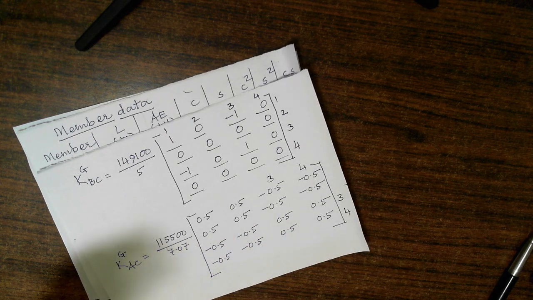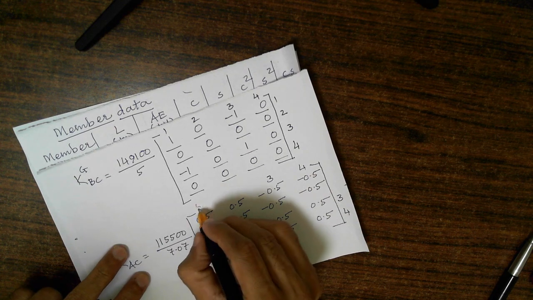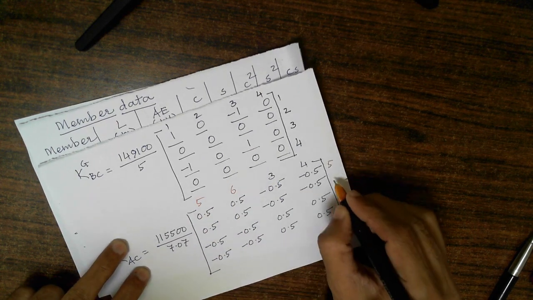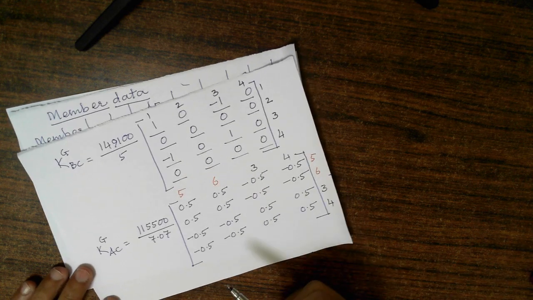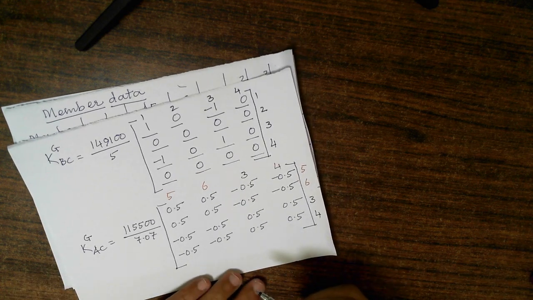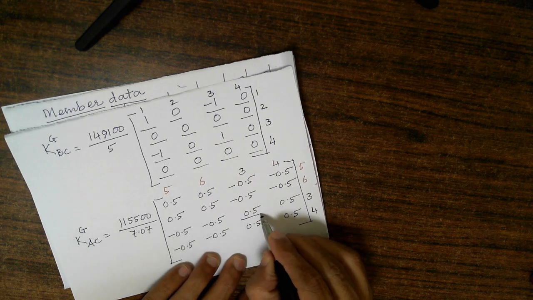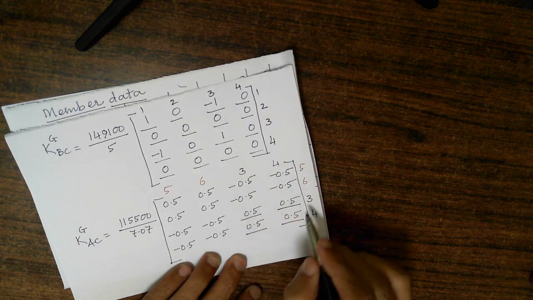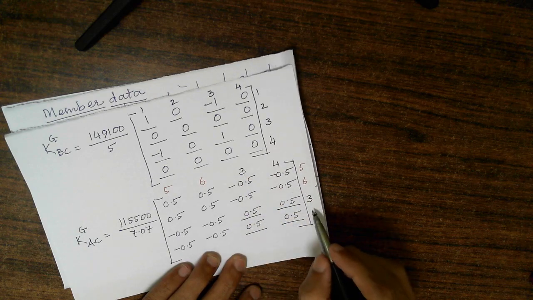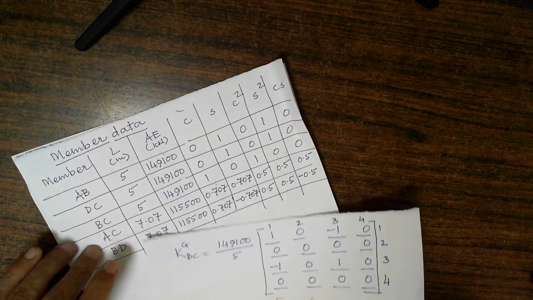Non-possible elements I am indicating in some different color. It's our usual practice up till now. 5, 6, 3, 4 by 5, 6, 3, 4. Now from these elements, I know my final stiffness matrix will contain 1, 2, 3, 4 rows and 1, 2, 3, 4 columns. It will not contain row number 5, row number 6, column number 5, column number 6. So I will consider only these elements: 3, 3, 3, 4, 4, 3, 4, 4. Third row, third column, third row, fourth column, fourth row, third column, fourth row, fourth column. These elements I need to consider. So I have written the matrix for AC.